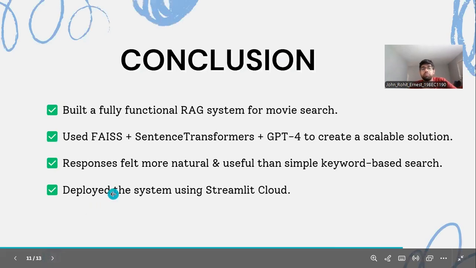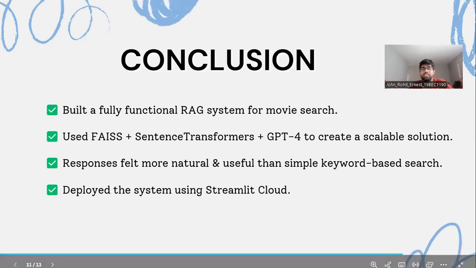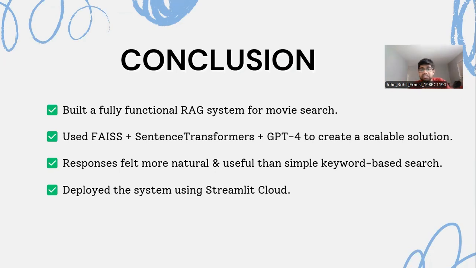The conclusion: we built a fully functional RAG system for movie search, and we used different things as well: FAISS, Sentence Transformers, and GPT 3.5. Sorry, I think I've written four over here. We used GPT 3.5 to create a scalable solution. I tried both GPT 3.5 and GPT 4, but there were some API key problems, so that's why I shifted to GPT 3.5, some dependency problems.